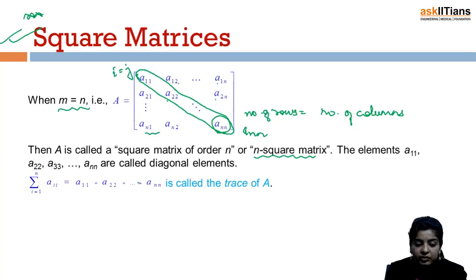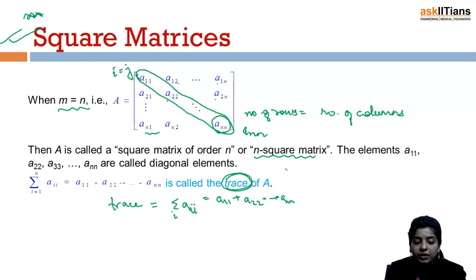Another important concept that we have here is the trace of a matrix. You must remember it because it is generally used in various questions. Trace is basically the summation of aii, or you can say the sum of all the diagonal entries is termed the trace of a matrix.